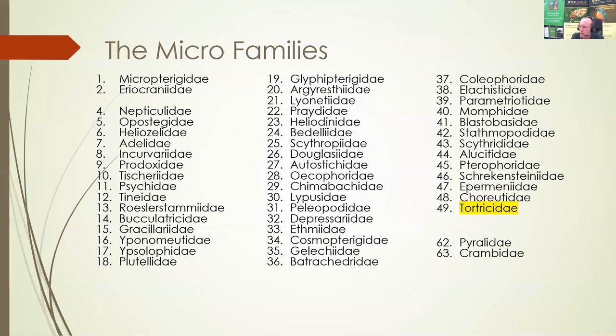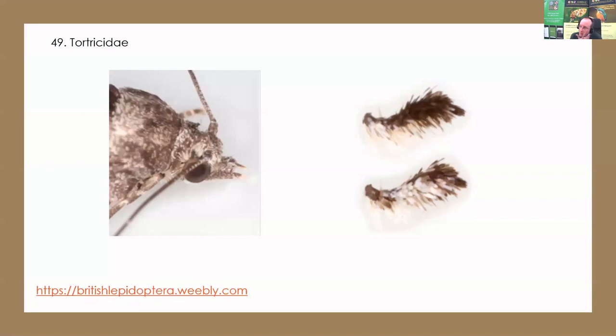The next family to look at is probably the Tortricids, and this is one of the biggest families within the micros. So we'll take a little bit of time just looking at that. The palps are quite a useful way of recognizing that what you've got is a Tortricid. So this is a dissection from Chris Lewis's British Lepidoptera website, and these are the palps of this particular species, and they're forward pointing.